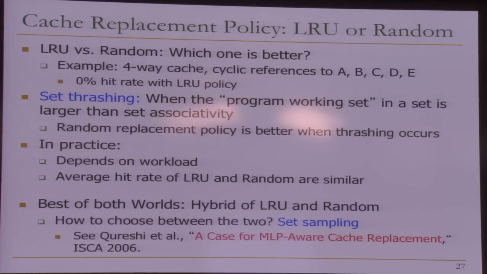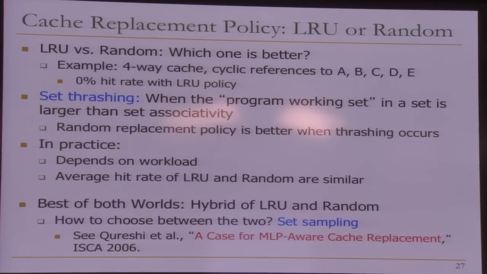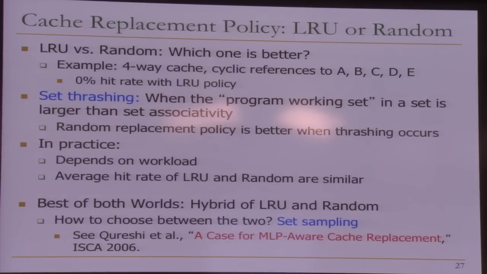Well, maybe you can sample among the sets. You don't implement the full tag store, but you select some sets to follow the LRU policy, and the same sets or some other sets to follow the random policy, and then you compare which one's doing better. And if you've sampled enough sets, maybe you sample the average behavior of the program. Does that make sense?